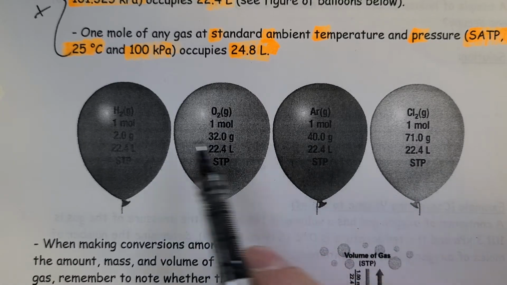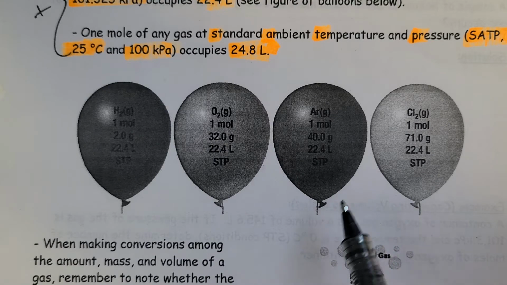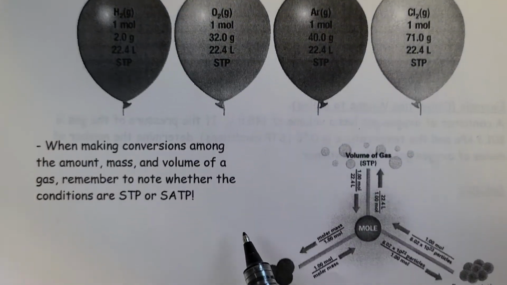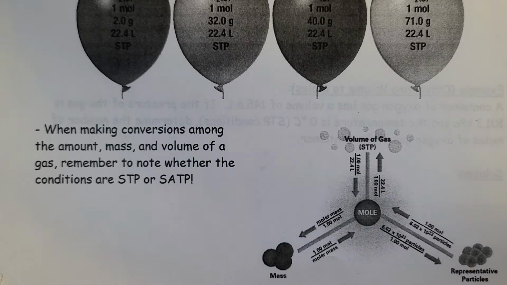Okay, so here are some visuals indicating 1 mole of gas at STP. So 1 mole, the same number of particles in each, and they occupy 22.4 liters. We're making conversions among the amount, mass, and volume of the gas. Remember to note whether it's SATP or STP.